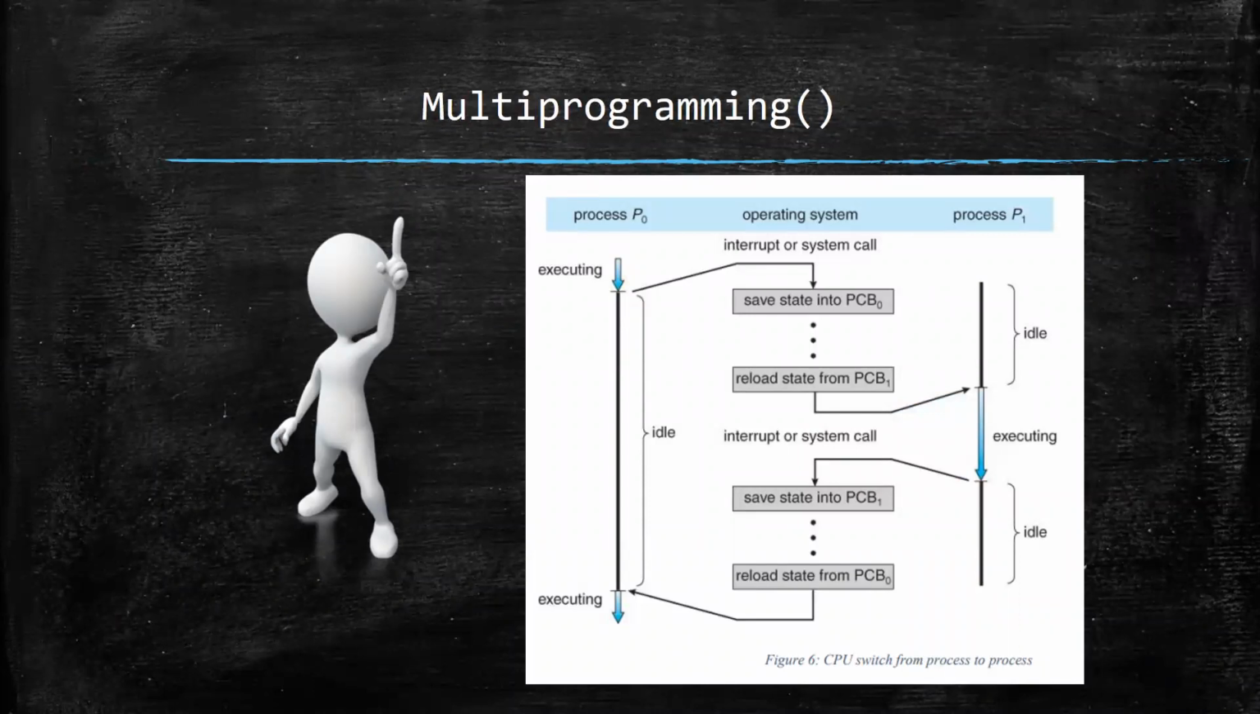Multiprogramming. Suppose a process is currently being executed and an interrupt occurs, telling the OS to switch process. The OS will save the state of the process currently being executed in the PCB, reload the state of the new process, and start execution.